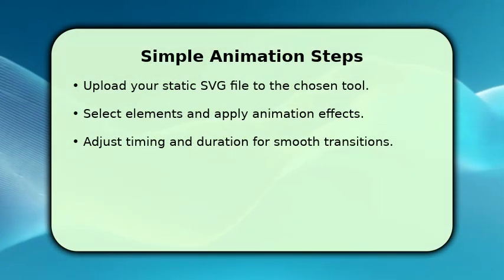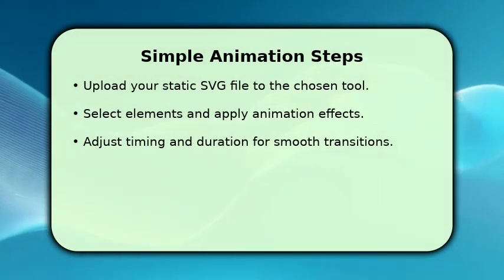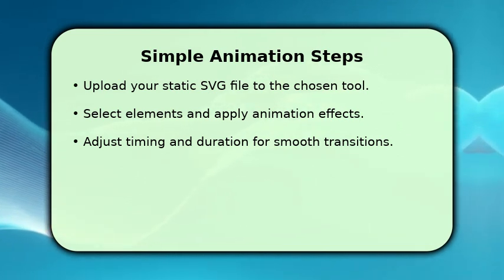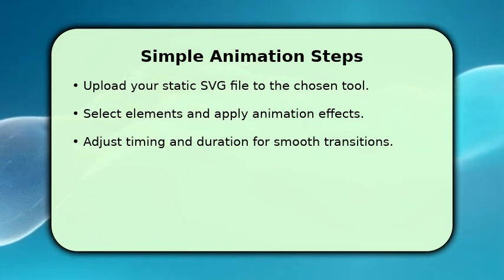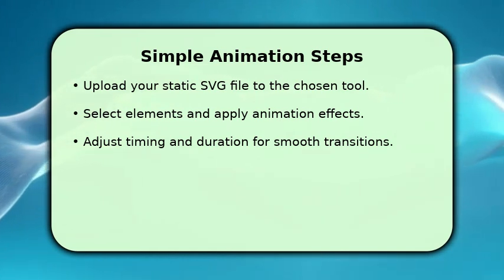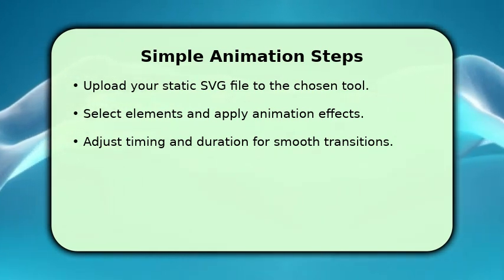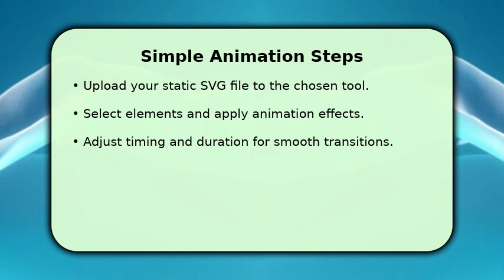Once you have your tool ready, the animation process is quite simple. First, upload your existing static SVG file. Next, identify the specific elements within your SVG that you want to animate, such as paths or shapes. Apply various animation effects like fades, movements, or rotations. Finally, fine-tune the timing and duration of each animation to create a polished and engaging sequence.